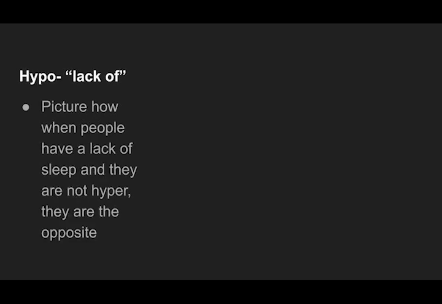Hyper is a prefix that I would say means an excess of. And to picture that, I would imagine kids with an excess or too much sugar, and they're all hyper. Hypo is a prefix that I would say means a lack of. And to picture that, imagine people when they have a lack of sleep, and they're not hyper at all. They are the opposite.